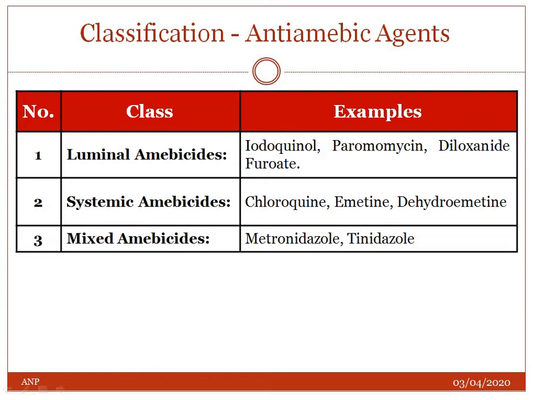The second class is systemic amebicides, which are the amebicides that act against the amoebas in the intestinal wall and liver. For example, Chloroquine, Emetine and Dehydroemetine. And the last class, mixed amebicides, are the amebicides which act against both the luminal and the systemic forms of the disease. For example, Metronidazole and Tinidazole.